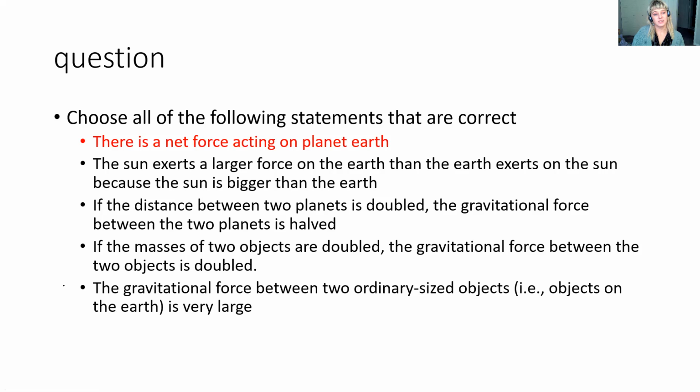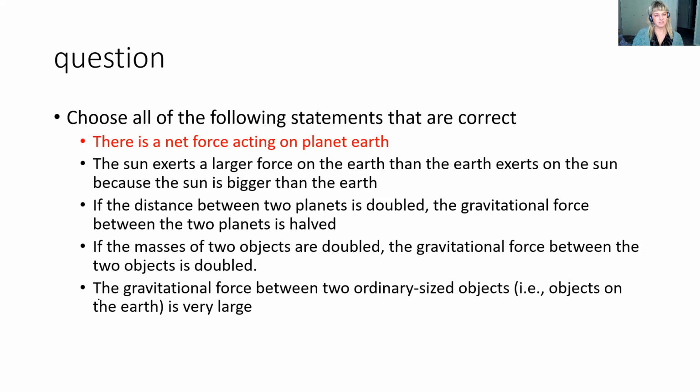The only one that's true here is the very first one. There is a net force acting on planet Earth. The gravitational force of the sun acting on the Earth. Now the Earth experiences gravitational force between other things too, right? There's a gravitational force between the Earth and the moon, and between the Earth and even other planets, but the largest one is from the sun acting on the Earth. And that is the force that's causing the Earth to move in an almost circular path around the sun.